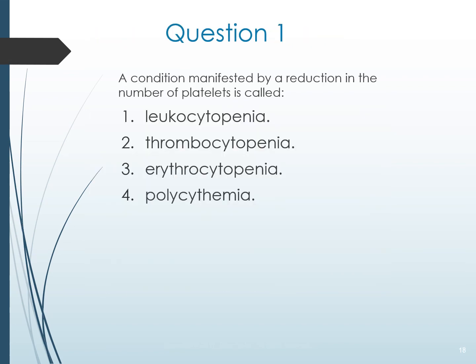Question. A condition manifested by a reduction in the number of platelets is called leukocytopenia, thrombocytopenia, erythrocytopenia, or polycythemia. Your answer should be thrombocytopenia.